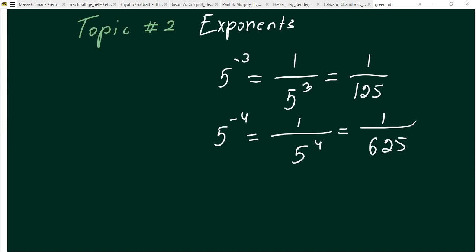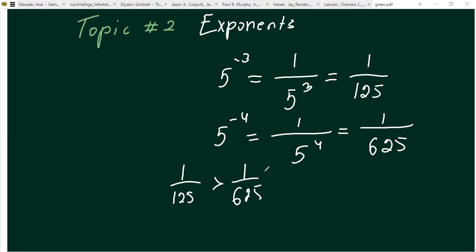If you notice, the larger the negative exponent, the smaller the number it represents. So 1 divided by 125 is more than 1 divided by 625. While positive exponents indicate repeated multiplication, negative ones represent repeated division. So a negative exponent can be represented as a positive reciprocal.